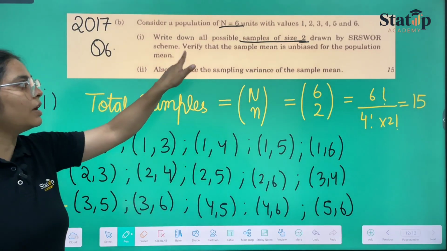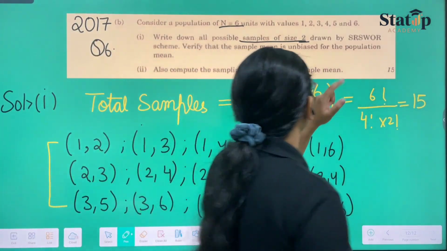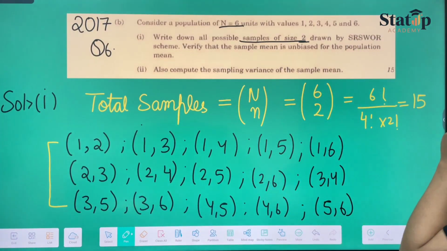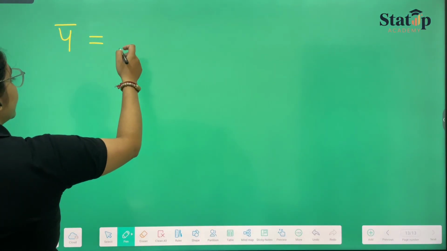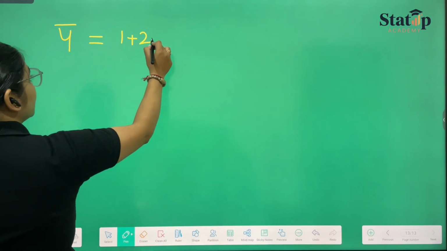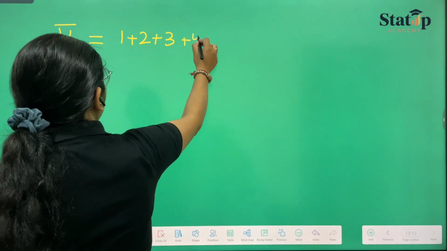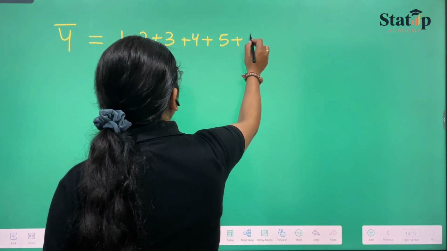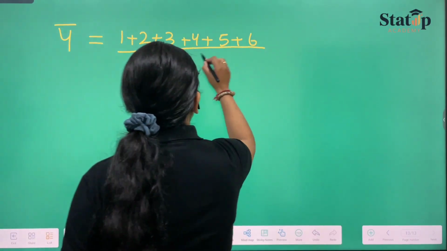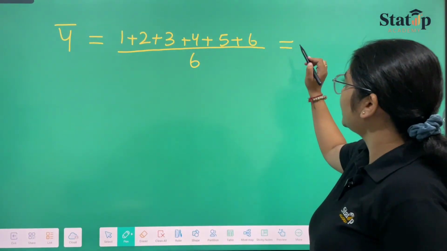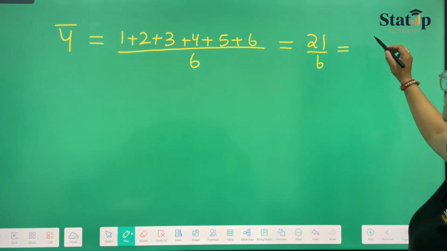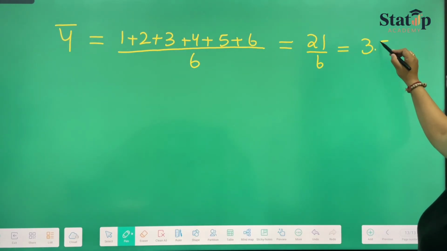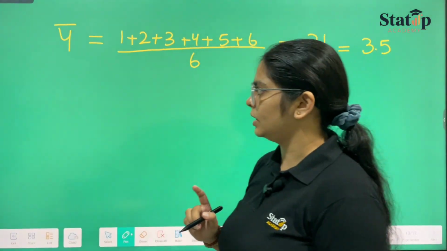Then verify that the sample mean is an unbiased estimator of the population mean. First, calculate the population mean. Capital Y bar is the sum of all the terms of the population, 1, 2, 3, 4, 5, and 6, divided by the total number of terms, which is 6. So 21 upon 6 gives 7 upon 2, which is 3.5. So our population mean is 3.5.